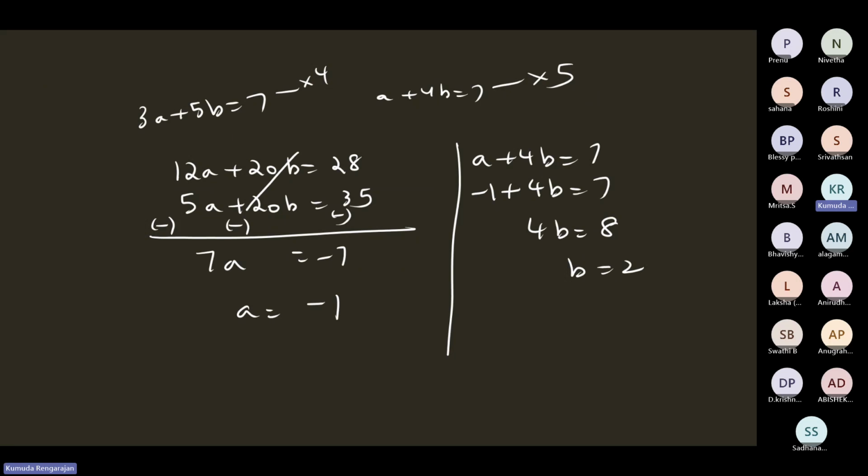So you can also make the coefficient of b equal. And if you want to cancel, they must have opposite signs. If they have the same signs, you cannot cancel. Their coefficients should be the same and the signs should be opposite. So if needed, you can change the signs throughout on the second equation.